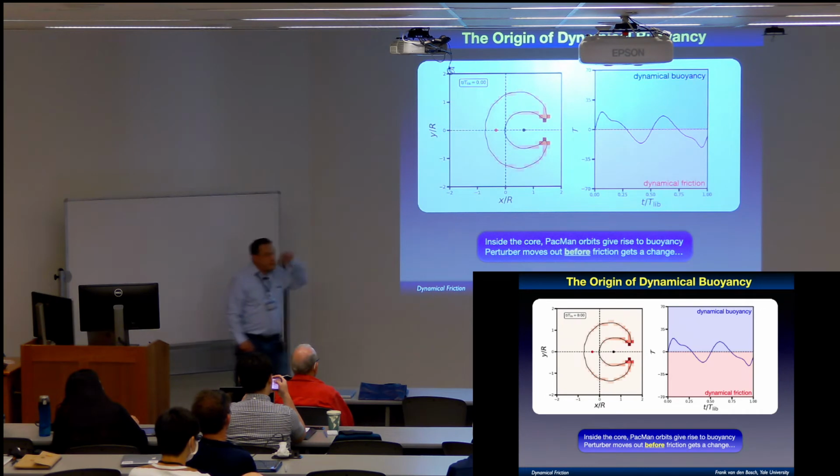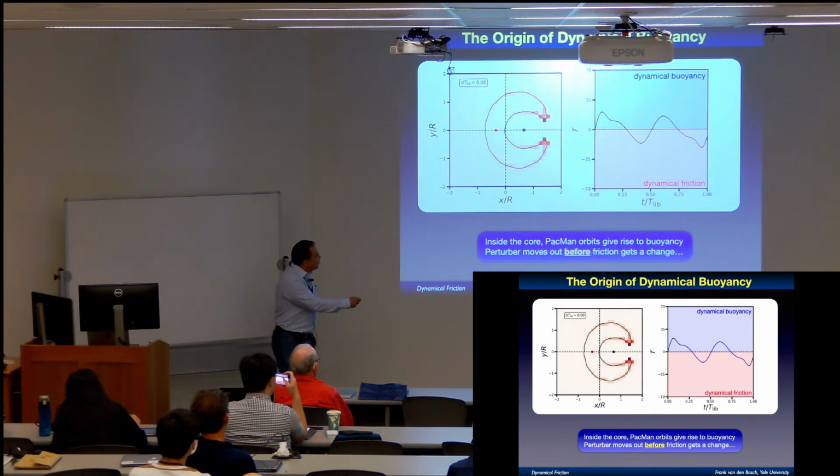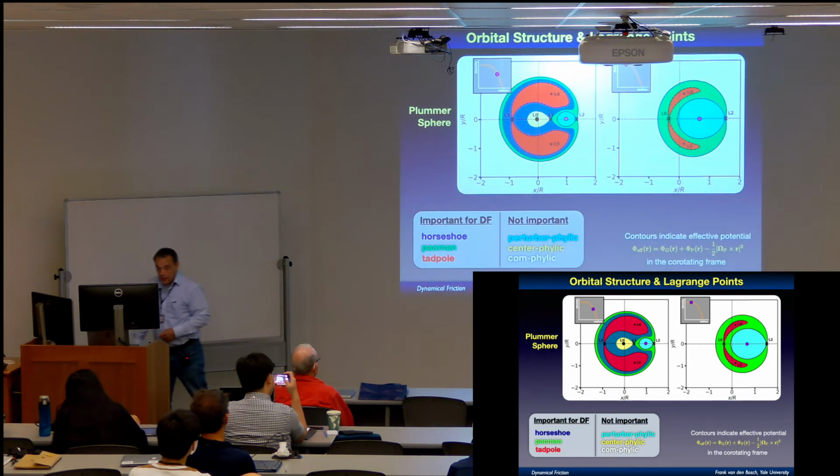Here's the same picture, but now for a Pac-man orbit. And it turns out that all these Pac-mans do the same thing. They first contribute dynamical buoyancy when you get them going. So they first contribute dynamical buoyancy, they push. So if the Pac-mans would dominate, they would push the thing out, and you never get to the stage where they contribute dynamical friction. And now the key insight to understanding this all is the following plot.